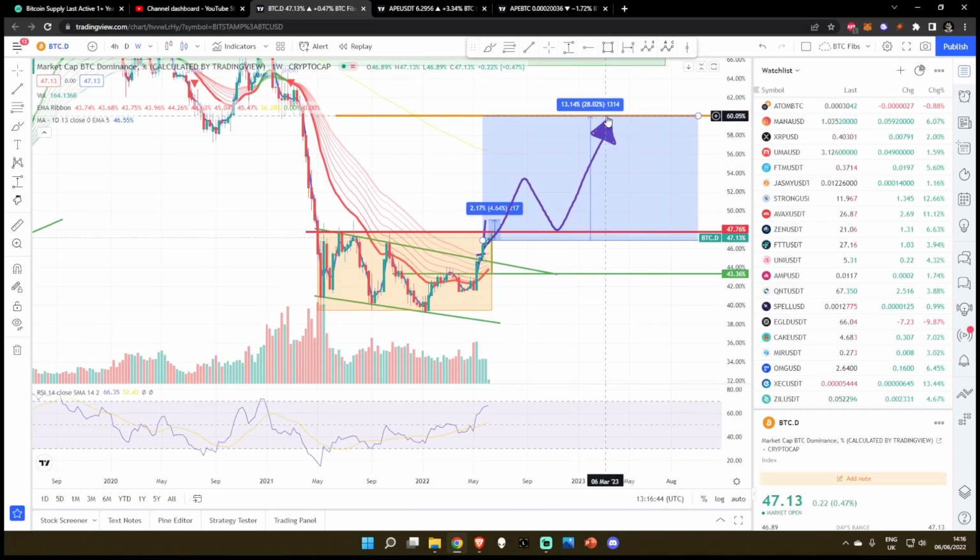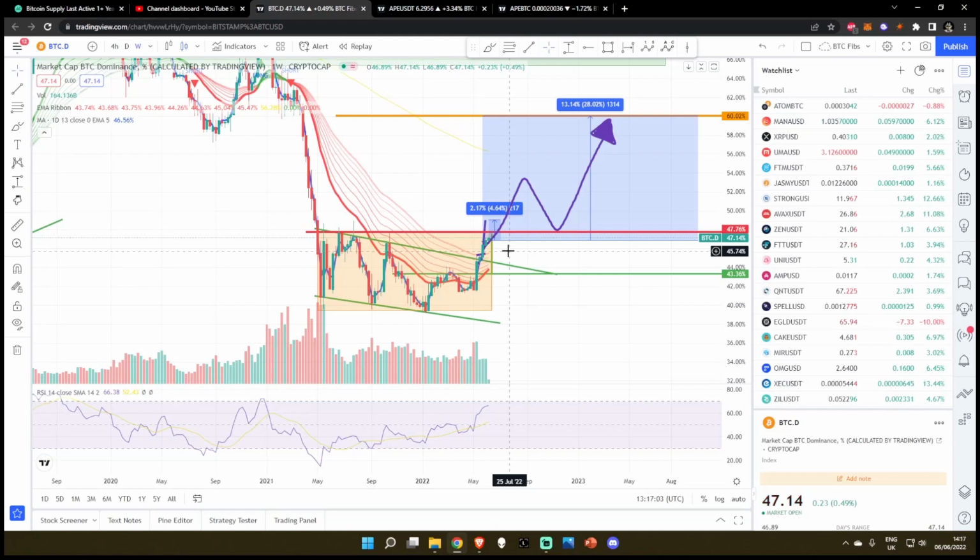I think we're moving all the way up to 60%. I've been talking about this for weeks now, and we've done nothing but move up in almost a straight line. So I do think at some point we're going to have a small throwback on the Bitcoin dominance. Altcoins may outperform. I'm thinking what could happen is this week, Bitcoin might outperform altcoins.